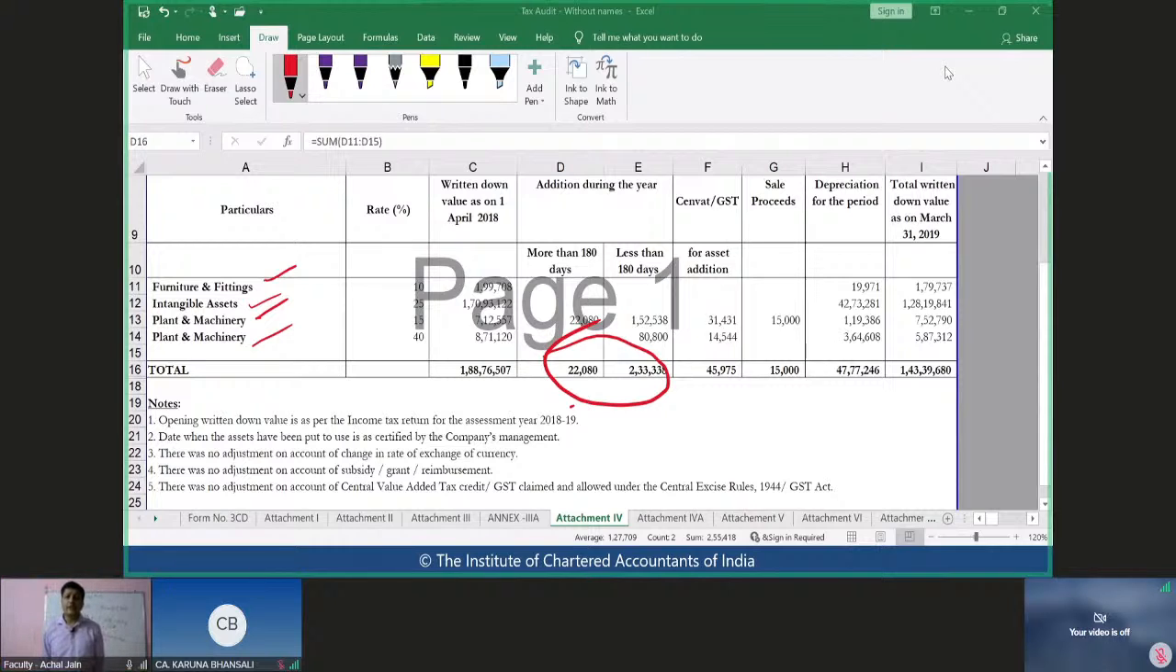Number two, this segregation of additions. This is again a big problem. Do you see this in case of financial statements? No. But in this case, in Form 3CD, this segregation is required. And this segregation may not be very easy to do.